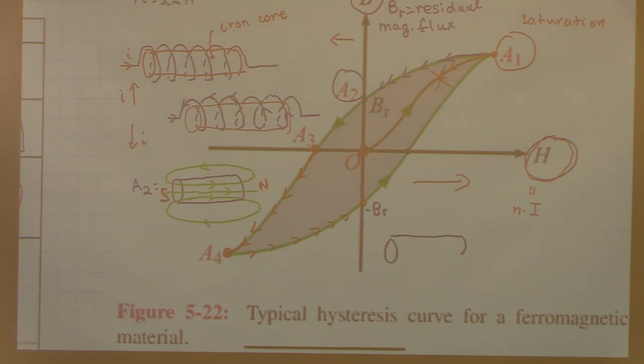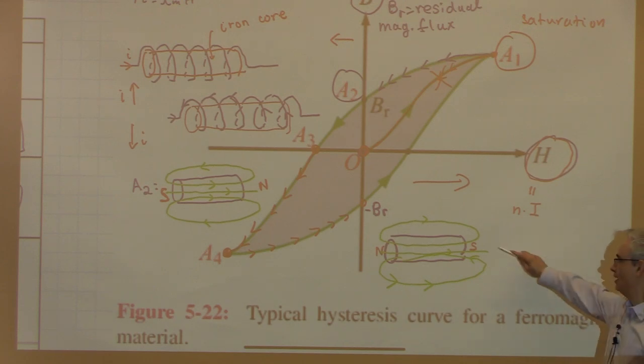And my magnet looks now like this. It is, in fact, having the North Pole on this side and the South Pole on this side, and the magnetic field lines are like that. Because remember, these have been produced by a current that flows in the opposite direction. So now the North Pole is on the left and the South Pole is on the right. So this curve is called hysteresis curve.